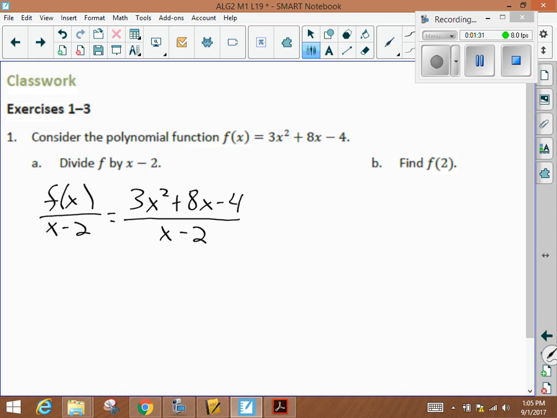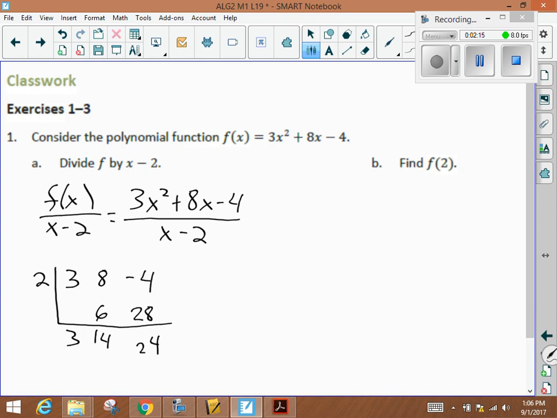And so let's go ahead and do that. For me, I really like synthetic division for this one, since the coefficient of our denominator is 1 and our degree is 1, I'm good to go. So there's 3x squared plus 8x minus 4. Drop my 3 down. 2 times 3 is 6. 8 plus 6 is 14. 2 times 14 is 28. And negative 4 plus 28 is 24.